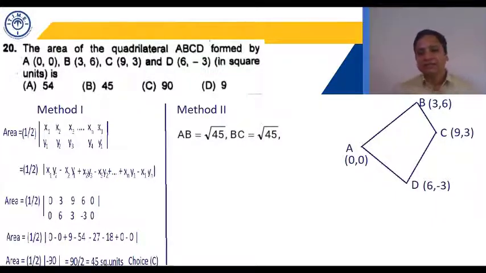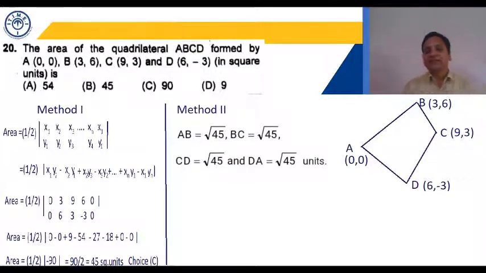BC: 9 minus 3 or 3 minus 9 doesn't make a difference. 9 minus 3 is 6, 6 square is 36, 3 minus 6 is minus 3, minus 3 square is 9, 36 plus 9 is again 45. So AB is equal to BC. Now let's try to find CD. CD comes out to be 9 minus 6, again 3, 3 square is 9, and 3 minus of minus 3 becomes 3 plus 3, that is 6, 6 square is 36, 36 plus 9 again comes out to be root 45.